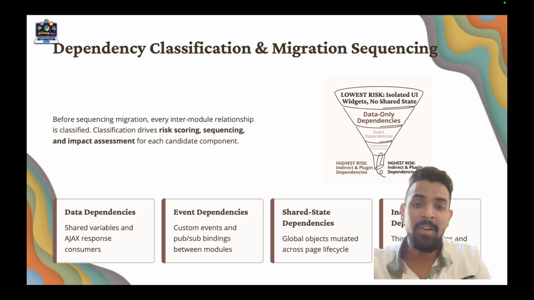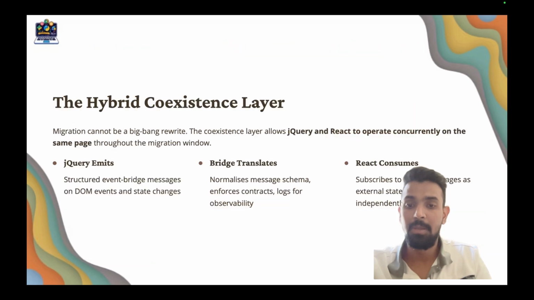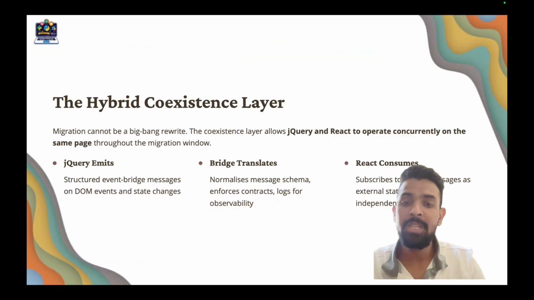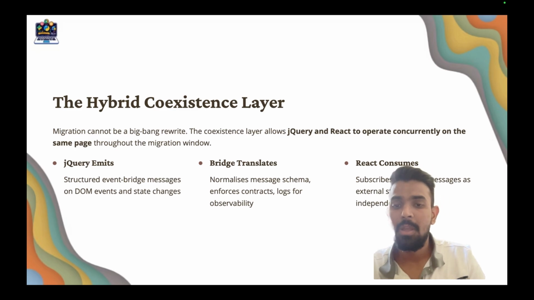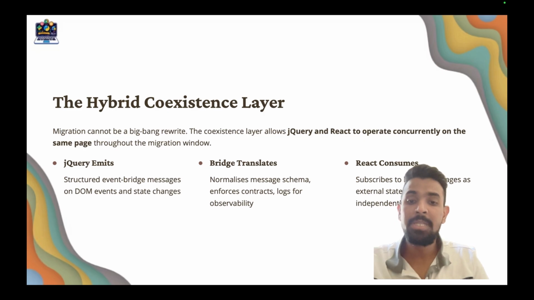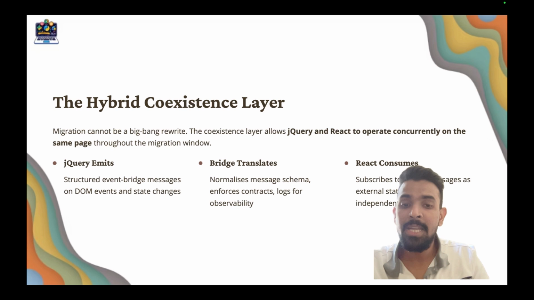Once we have classified dependencies, the next step is making those relationships visible. One question I often hear is, why can't we simply replace jQuery all at once? Well, for small applications, that's possible. For enterprise applications supporting thousands of users, it usually isn't. The business cannot stop while the application is rewritten. Instead, modernization must happen incrementally. That's where the hybrid coexistence layer becomes essential.